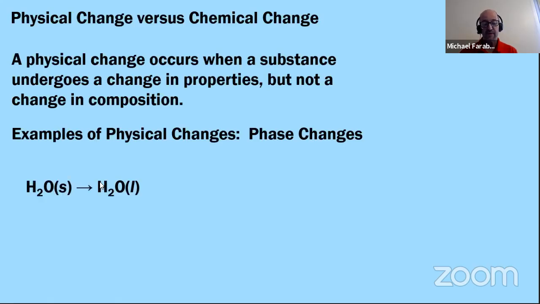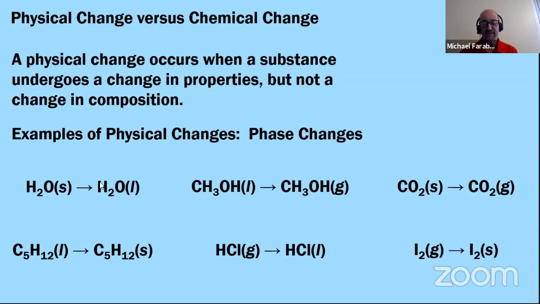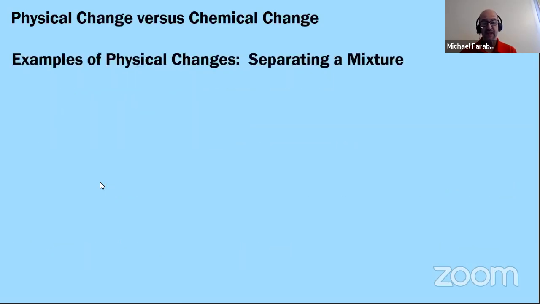For example, the melting of ice, the freezing of pentane, the evaporation of methanol, the condensation of hydrogen chloride, the sublimation of carbon dioxide, or the deposition of iodine. As you can see in all of these phase changes, the chemical formula on both sides of the equation remains unchanged. So all we have is a change of phase. That's a physical change.